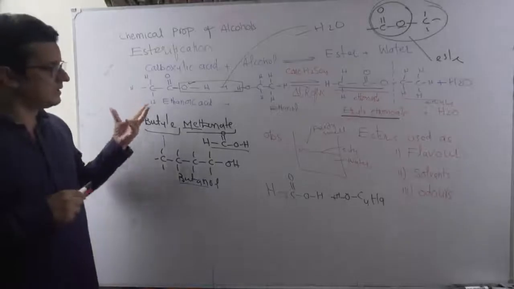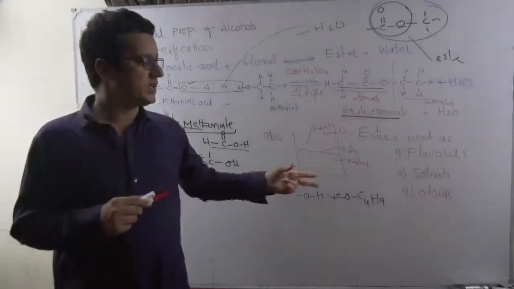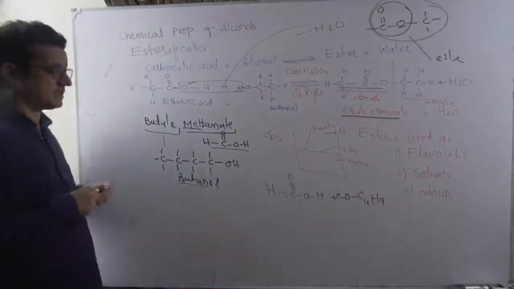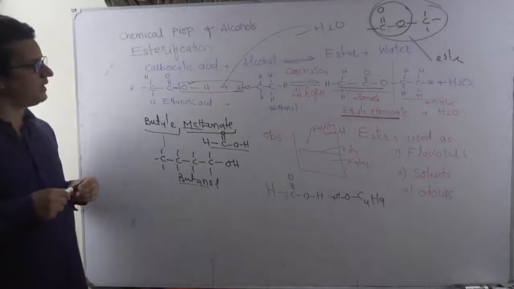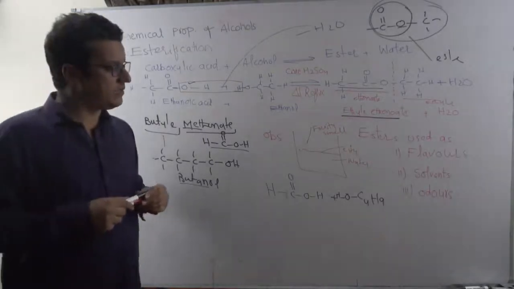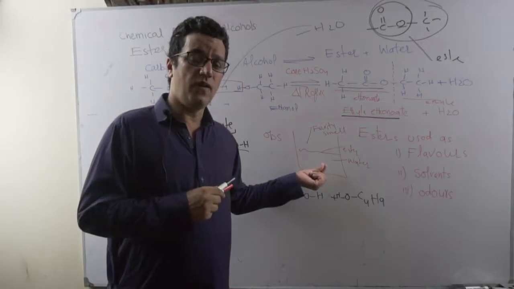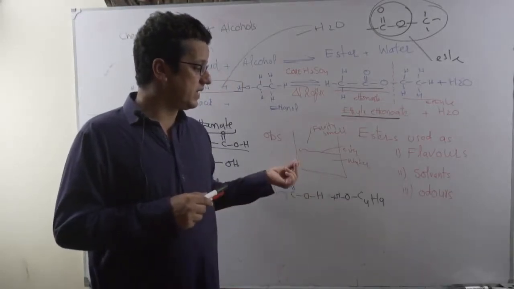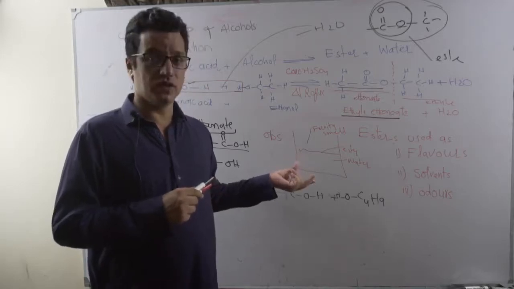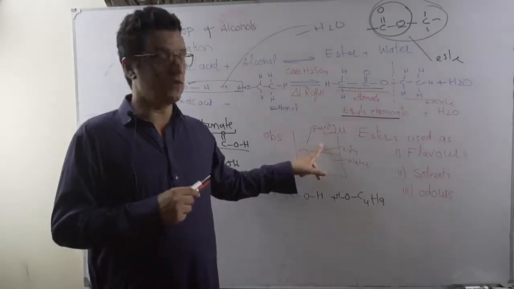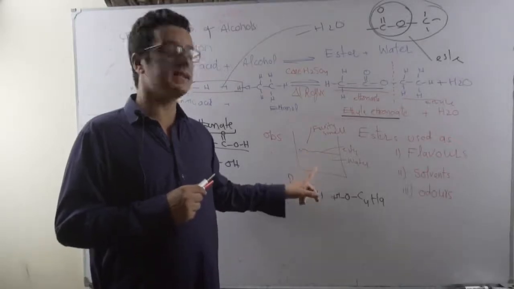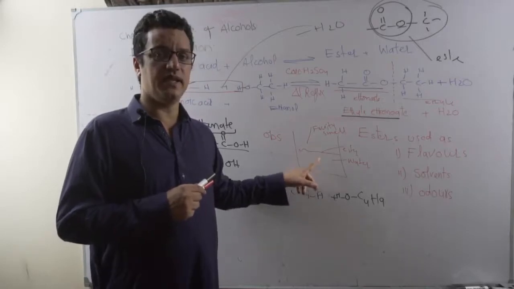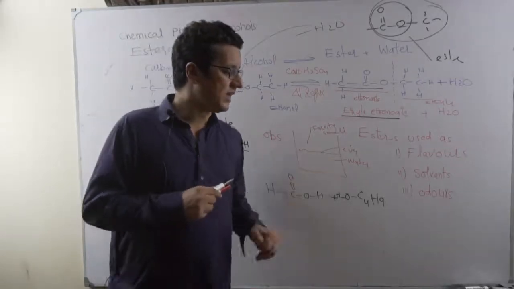So esters are used as flavors and odors and solvents. Esters are basically organic compounds, and since they cannot mix with water, they are very slightly soluble in water. So when you produce an ester and carry out the esterification process in a small test tube, the observations are a fruity smell and two layers seen. Immiscible they are, because this is the organic layer and this is the aqueous layer.